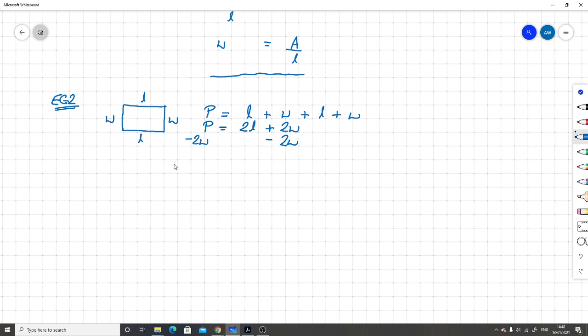Going down the page, P take away 2W is just P take away 2W. Can't do anything with it. They're not numbers. It's algebra. Alright? 2L plus 2W take away 2W, nothing. That's why we did it.